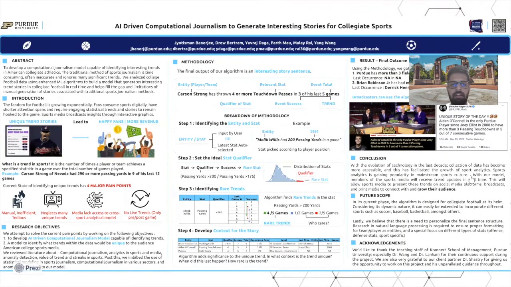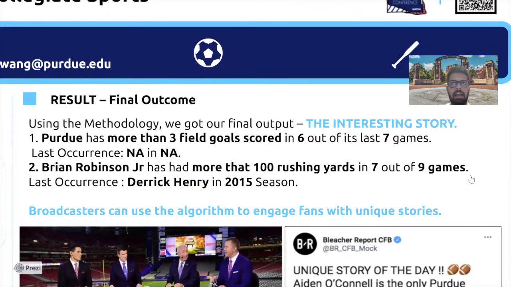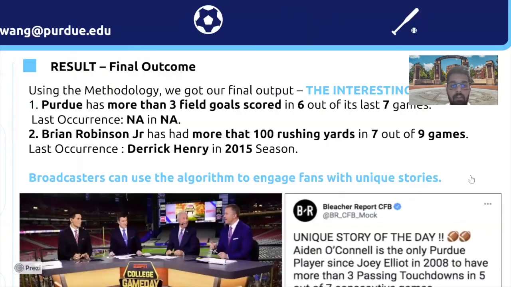Now let's have a look at the result and the final outcome. Our algorithm gives us an output, which is essentially an interesting story. For example, Purdue has more than 3 field goals scored in 6 out of its last 7 games, and this event has never happened. Brian Robinson Jr. has had more than 100 rushing yards in 7 out of 9 games. Last occurrence was by Derrick Henry in 2015 season.